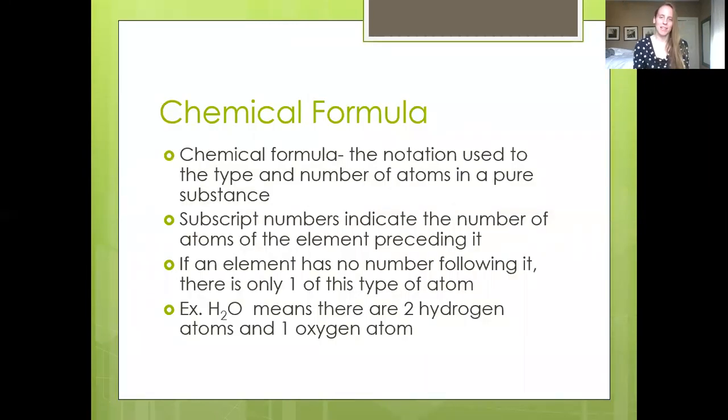So the chemical formula is just what we use to show the number of atoms in a pure substance, as well as the types of atoms in that pure substance. So the letters represent the elements, the subscript numbers indicate the number of atoms of each of those elements. If there is no number after an element's symbol, that means there's only one of them. So for example, H2O means that there's 2 hydrogens and 1 oxygen atom in a molecule of water.